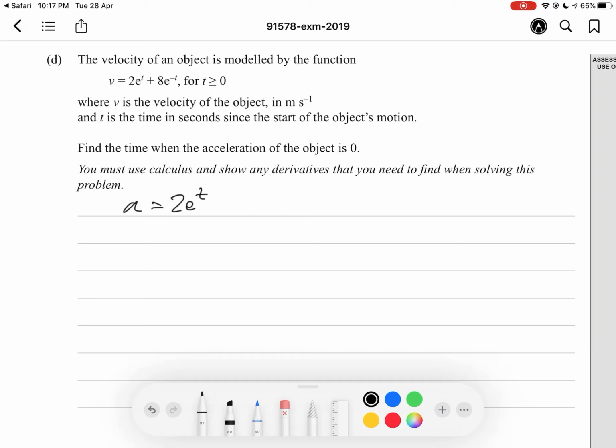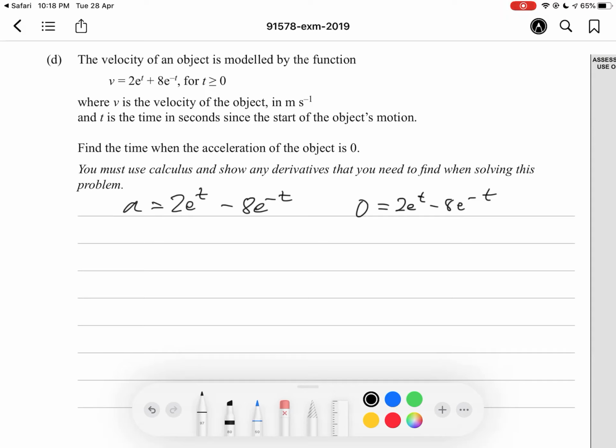So the derivative of e to the power of t is still e to the power of t, plus 8e to the power of negative t. The derivative of negative t is -1, so that becomes -8e to the power of negative t. And that's our acceleration. Find the time when the acceleration of the object is 0. So 0 equals e to the power of t minus 8e to the power of negative t.